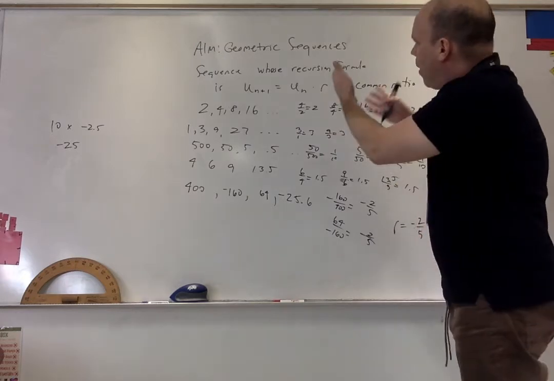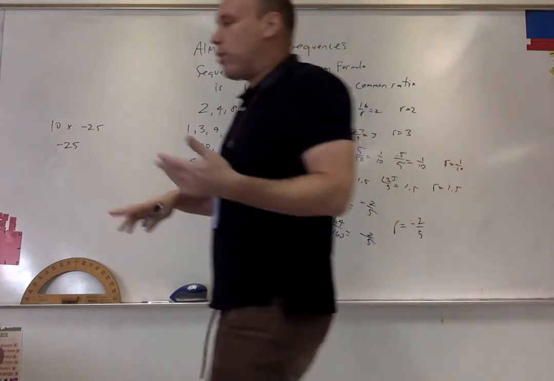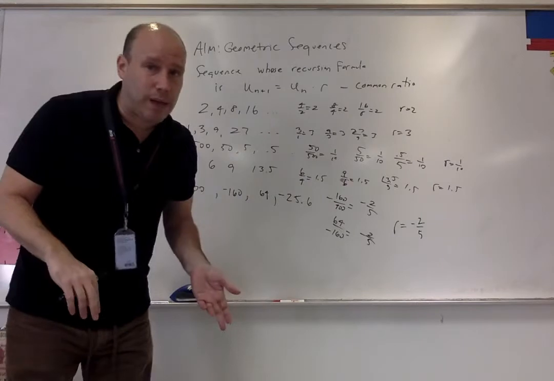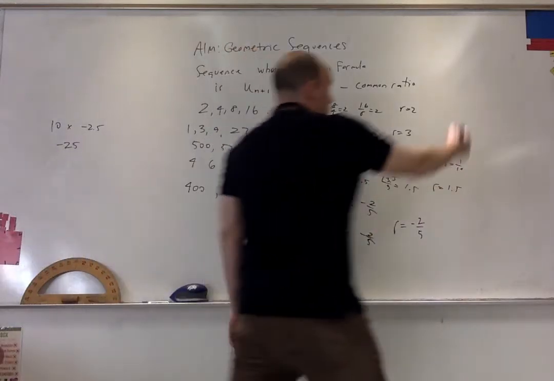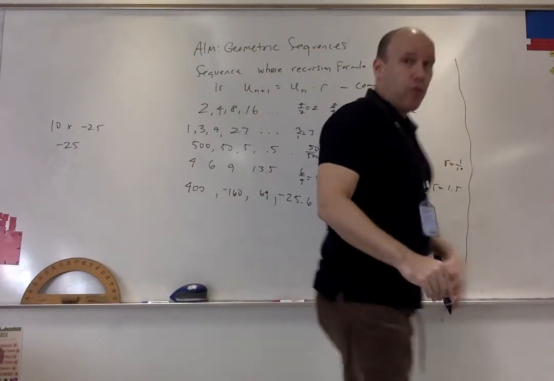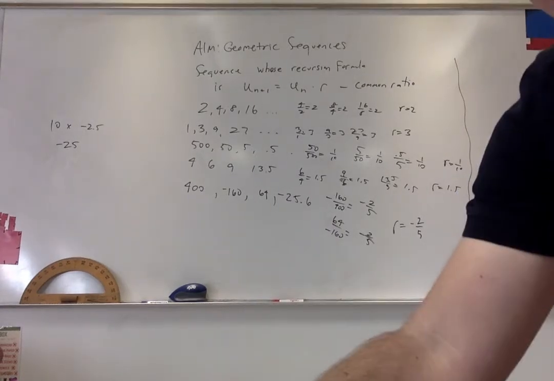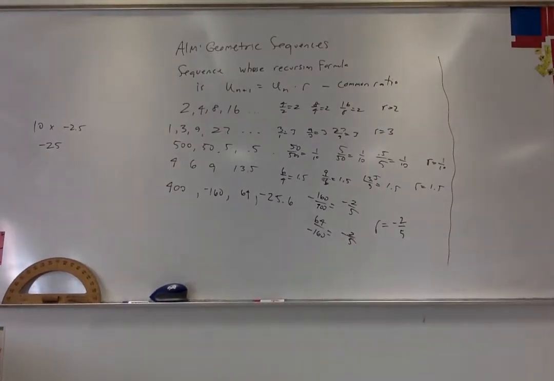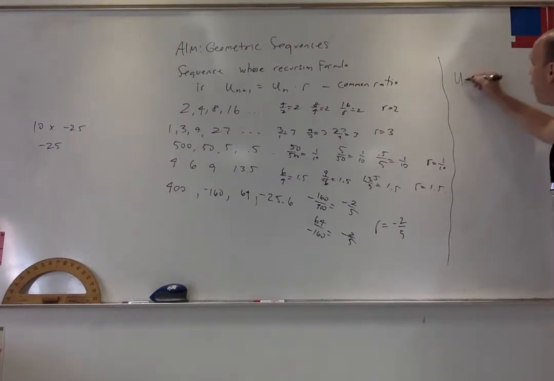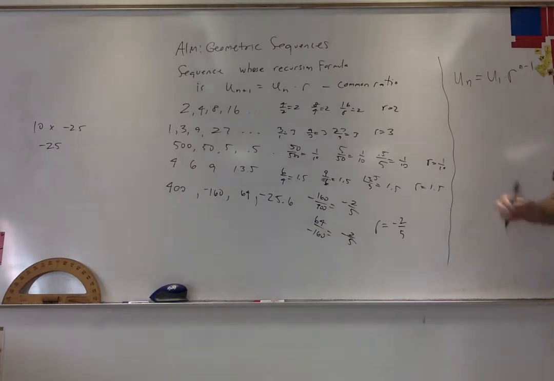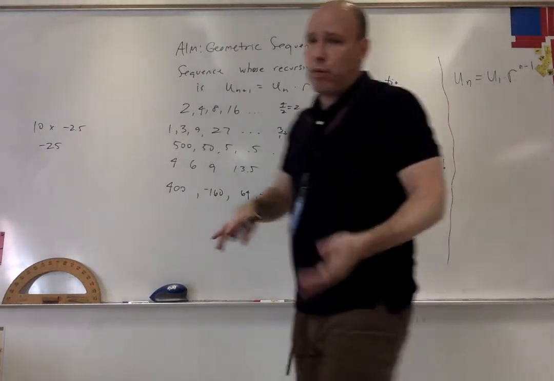Okay, so we got the recursion. The next thing we want to talk about is the general formula. We know from past lessons, the general formula is, can you see me over here? Let me move the computer over here. We know the general formula is u of n is equal to the first term times the common ratio to the n minus 1. And you've done these problems before.